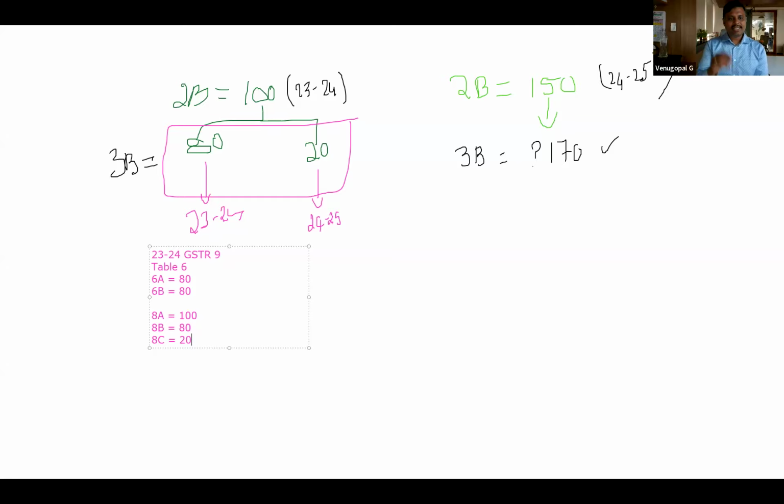Is the 23-24 GSTR 9 reporting clear to everyone? Or does anyone have any disagreement? 6A is auto-populated. 8A is also auto-populated. 6A is auto-populated from 4A of 3B, and 8A is auto-populated from 2B. 8B is also auto from 6B of GSTR 9.